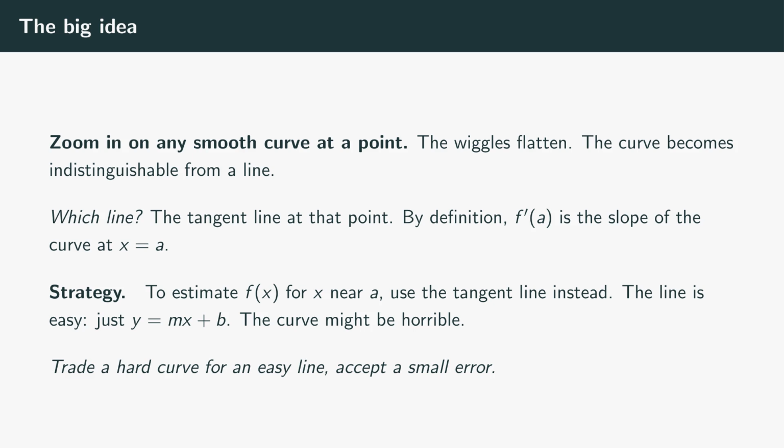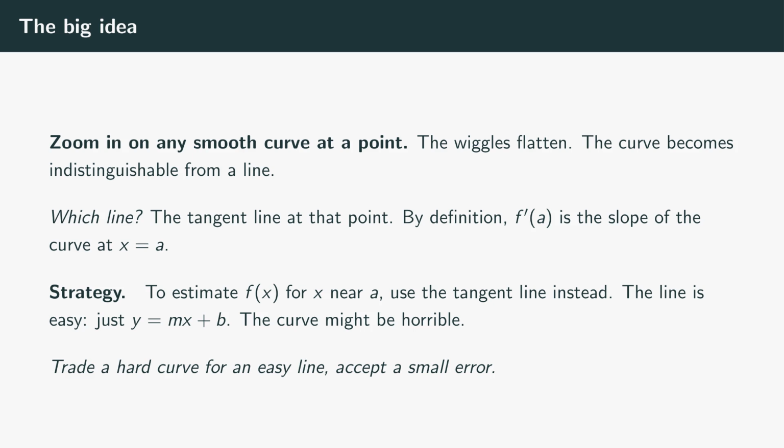When we say the derivative exists at x equals a, what we mean, precisely, mathematically, is that the curve admits a best linear approximation there. So the strategy is obvious. If we want to estimate f at some nearby x, and the curve f is hard to evaluate by hand, replace the curve with the tangent line and evaluate the line instead. Lines are easy. Y equals mx plus b. One slope, one intercept, mental arithmetic.